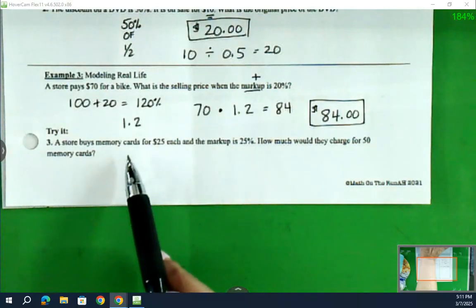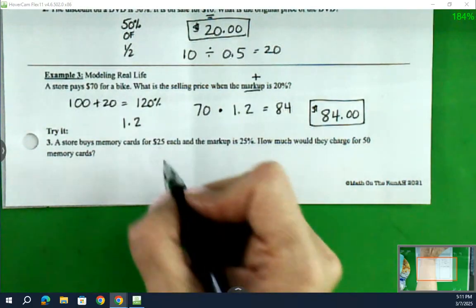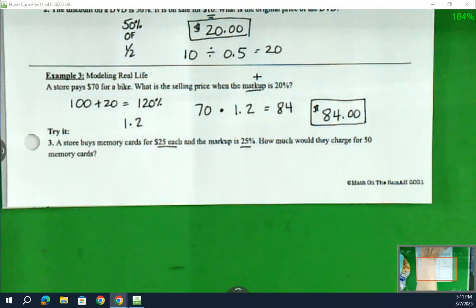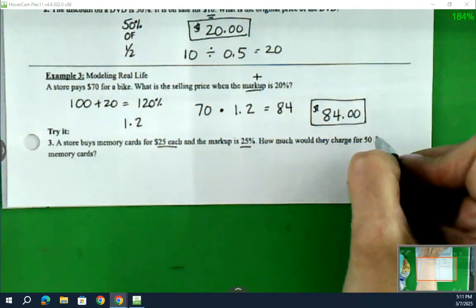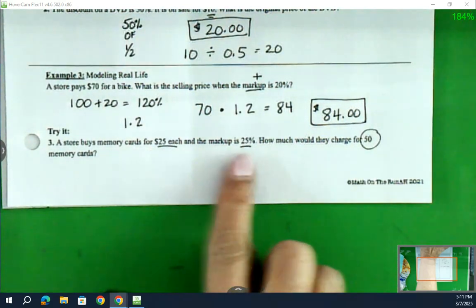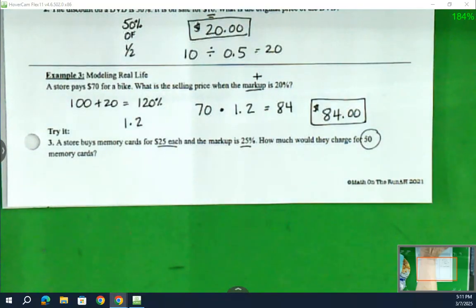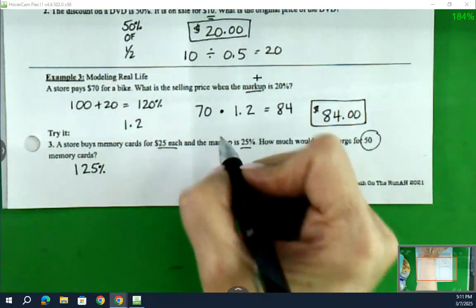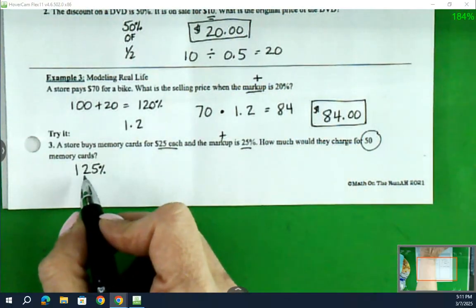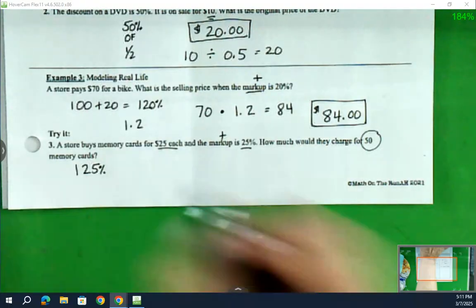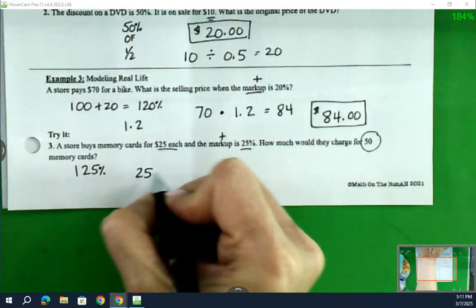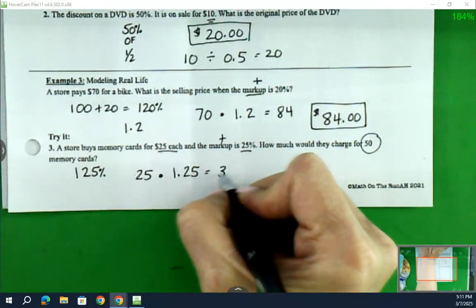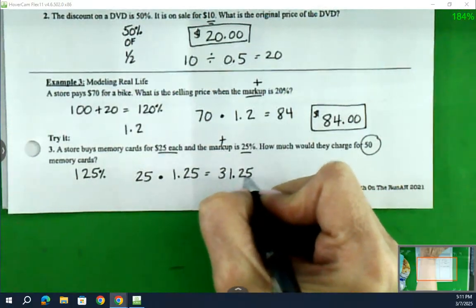A store buys memory cards for $25 each, and the markup is 25%. How much would they charge for 50 memory cards? Okay, so there's a 2-part here. So the first part is to find out the markup price, because it's not the $25. The markup price would be 125%, because you have 25% plus the 100% for the original $25. So 25 times 1.25, and that gives us $31.25. That's the markup price for each of them.